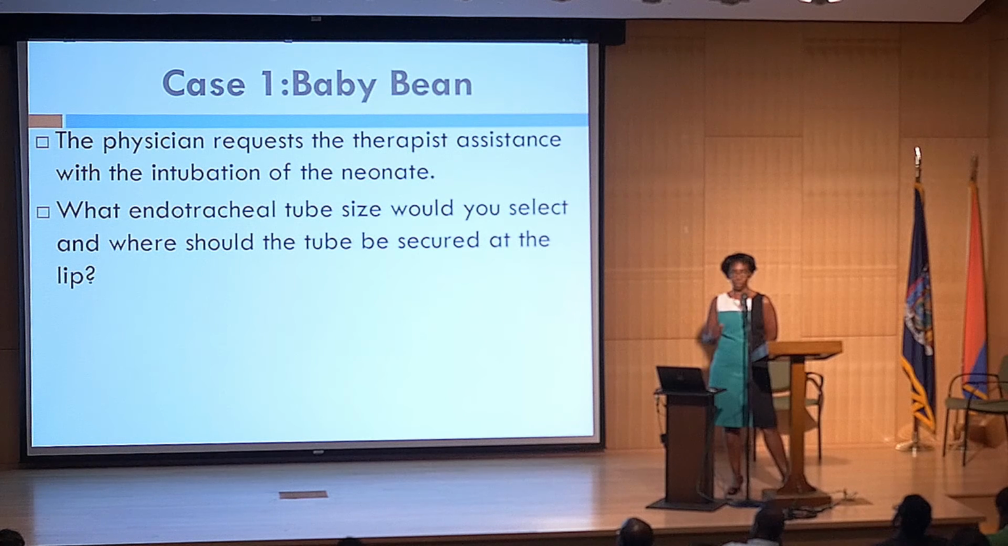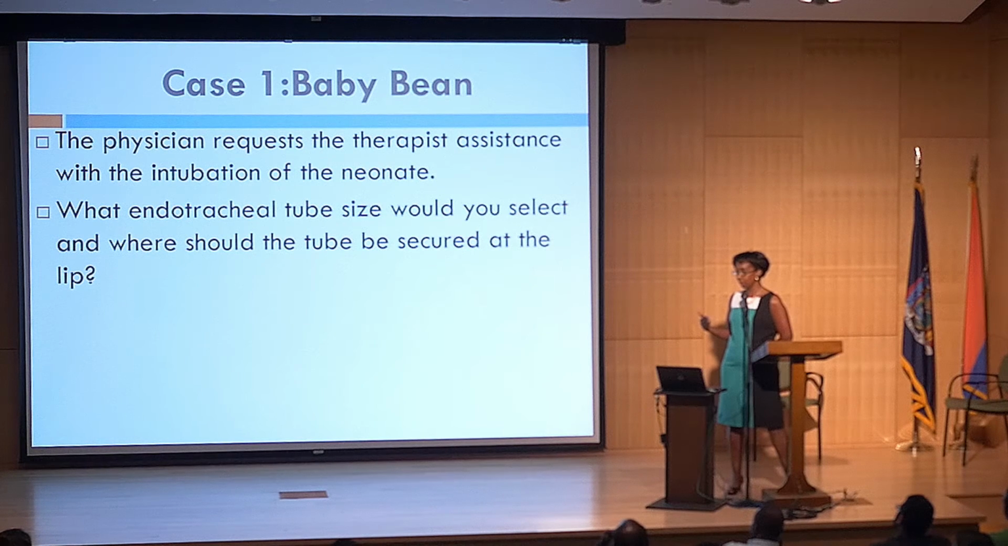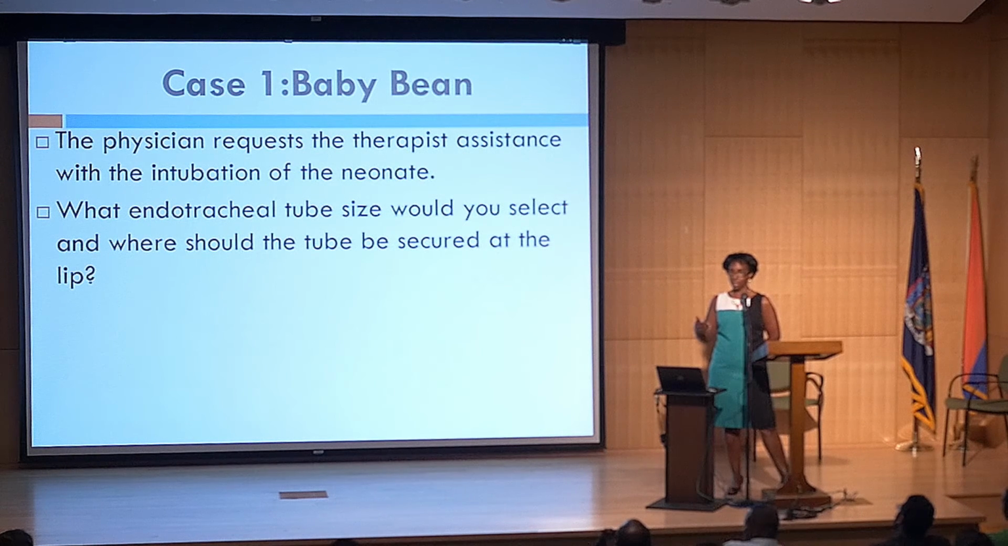The baby is 30 weeks in gestation, and the baby weighs 1,800 grams. So what size endotracheal tube would you want for this baby, and where do you secure it at the lip? If you don't work in a NICU, but you work in a community hospital or a hospital that does not get a lot of babies, this is information that you should know and keep in your back pocket, because you never know, at the hospital that you work at, when you get that call that there's a baby in the delivery room and they want you to come down to be part of that process.